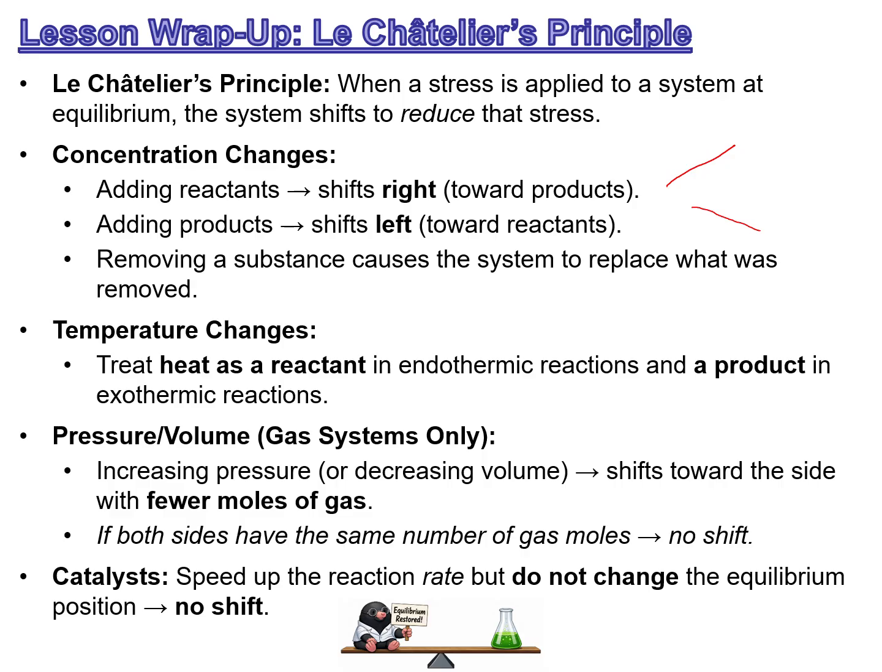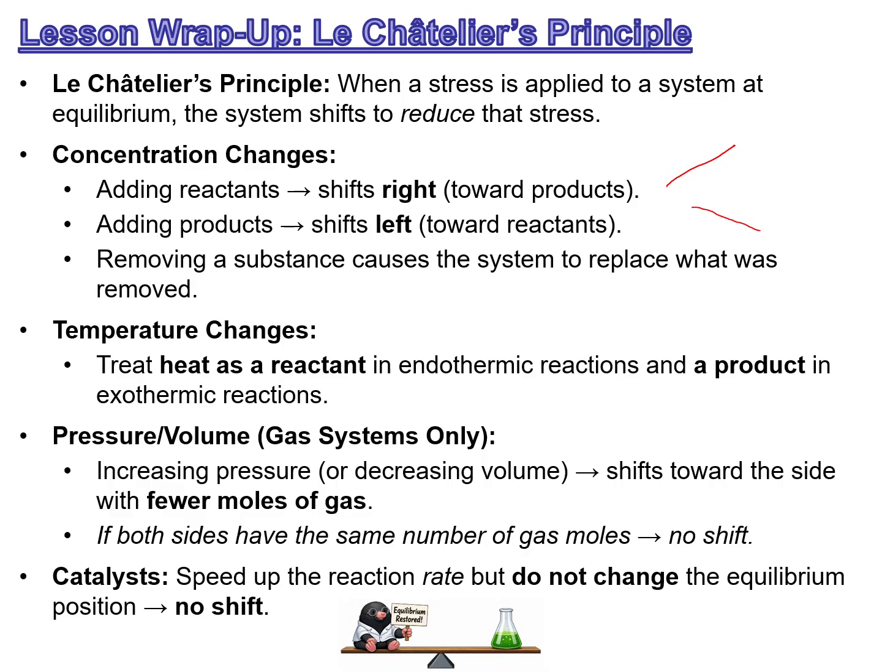We saw that if we are using temperature changes to stress an equilibrium, you just pretend that heat has mass, and that you pay attention to which side of the thermochemical equation it's supposed to be on. So if it's exothermic, it's a product. If it's endothermic, it is a reactant. And then do the same thing as you did with the concentration systems.